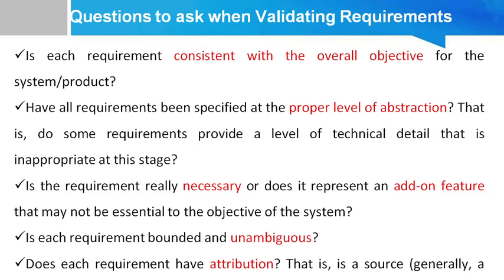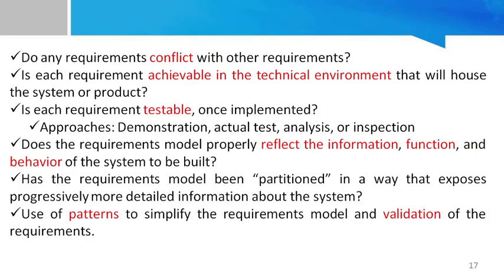Second, have all requirements been specified at the proper level of abstraction? So you have to check whether some requirements provide a level of technical detail that is inappropriate at this stage. You have to check whether the requirement is really necessary or whether it represents an add-on feature. Is the requirement bounded and unambiguous? Does each requirement have attribution, that is, a source generally used? So you have to check all these questions in the validation phase.